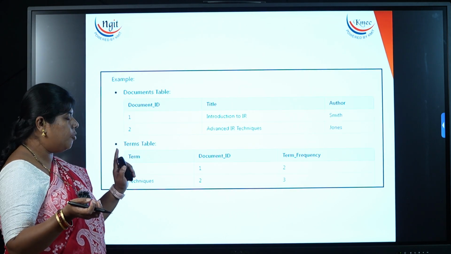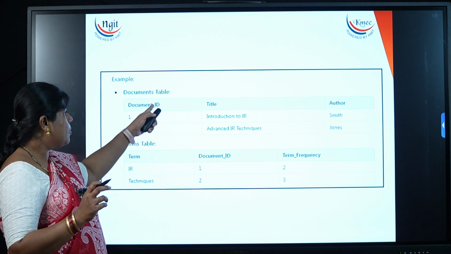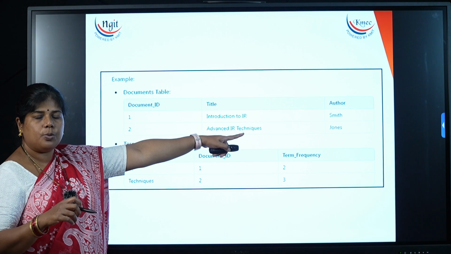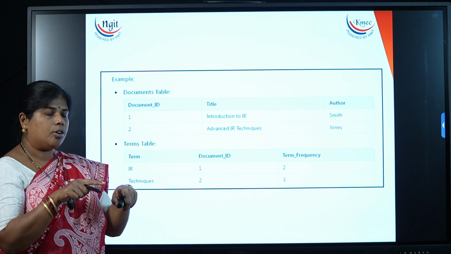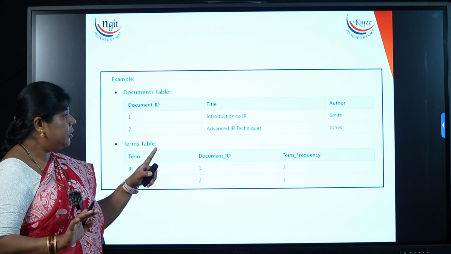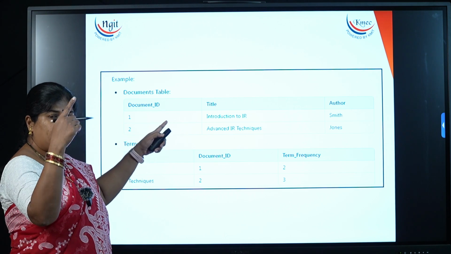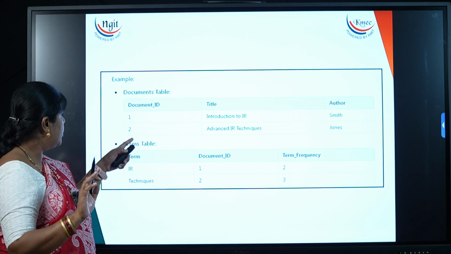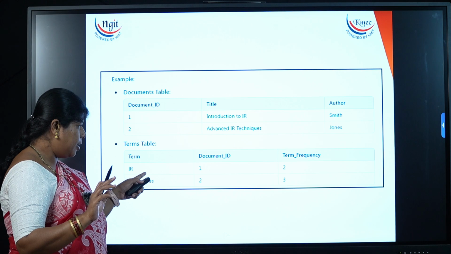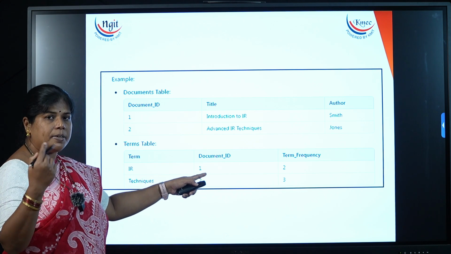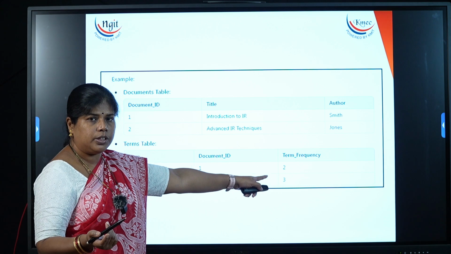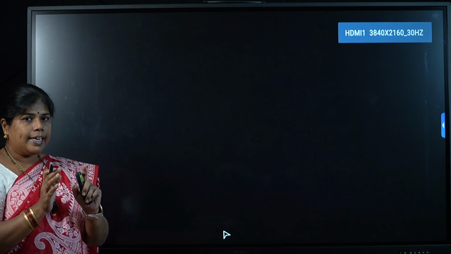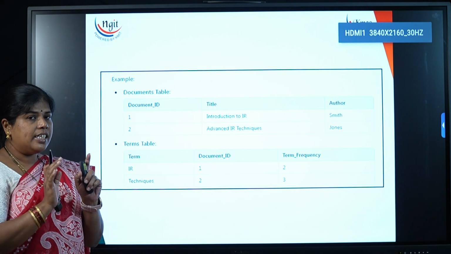Now by seeing this example you will understand what the document table is doing. It will have the ID of the document, the title of the document, and who is the author. The content of the document is not stored in the table. Here I will create a pointer which will point to the actual document where the contents are present in unstructured form. Then the term table. Here the term and the document ID in which the term exists, and the frequency of the term.